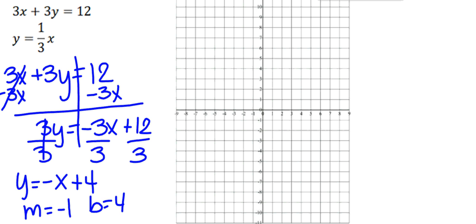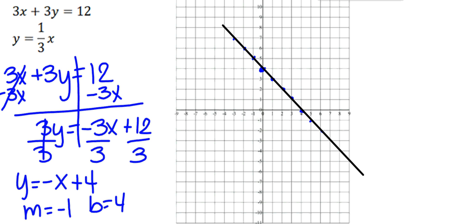So I'm going to start at 4 on my y-axis, and I'm going to go down 1, to the right 1. I'm going to do that multiple times. If I go up, then I have to go to the left. There we go, I draw my line.